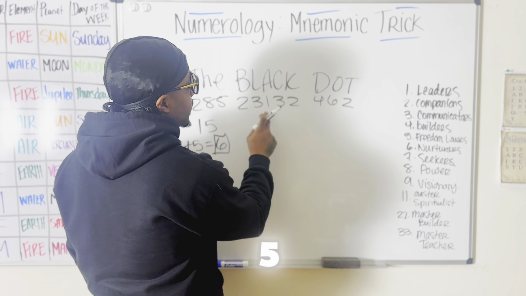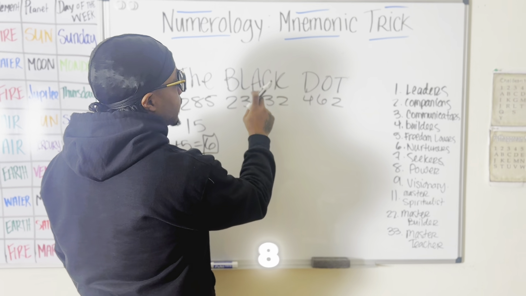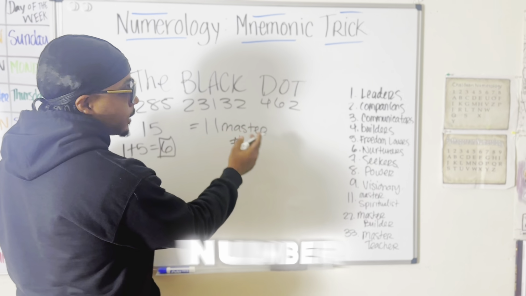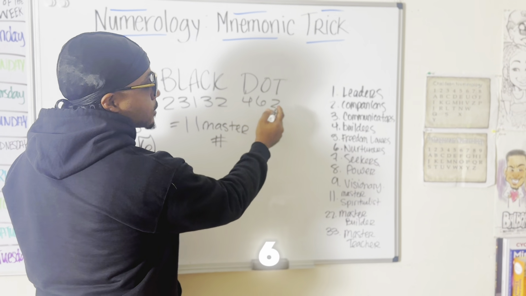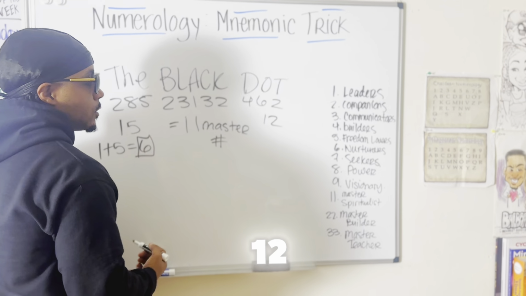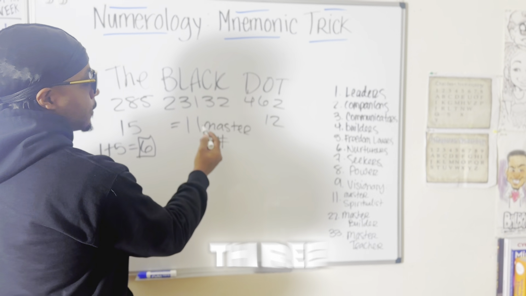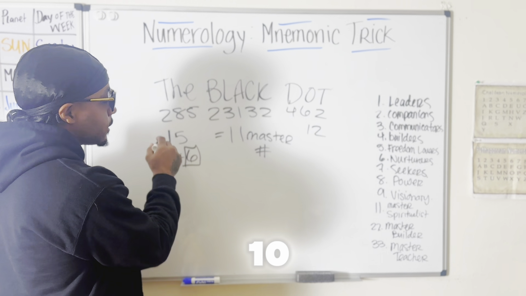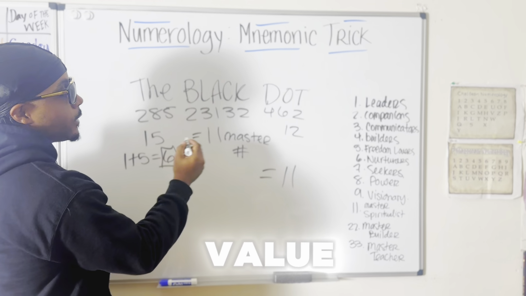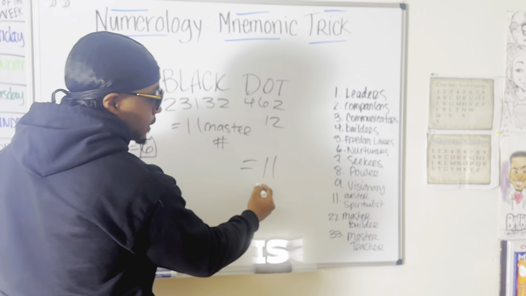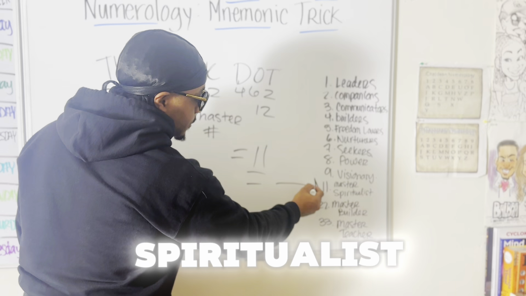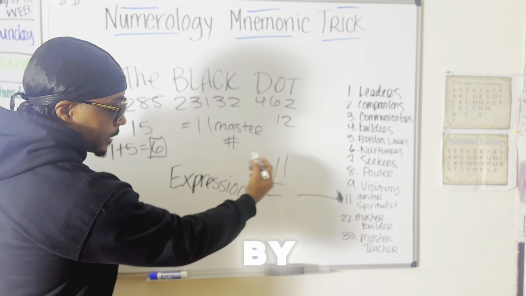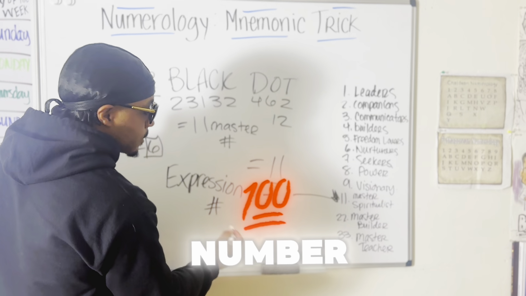Now we got 5, 6, 7, 8, 9, 10, 11. Master number. So we got master number 11. 4 plus 6 plus 2, that's 12. So we have 3, 4, 5 plus 5, that's 10, 11. So the numeric value of the Black Dot is 11. That's master spiritualist. So his expression number, he goes by the Black Dot, his expression number is 11.